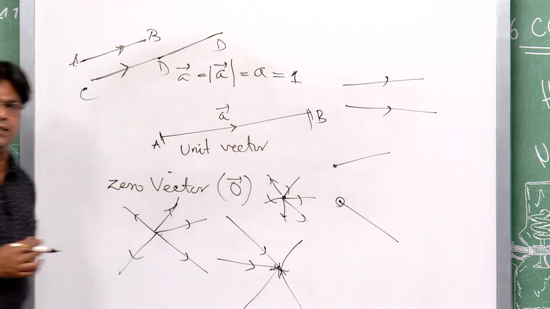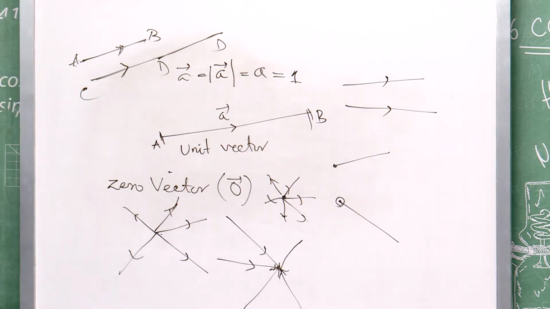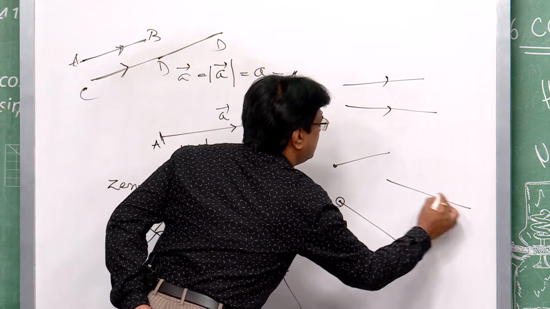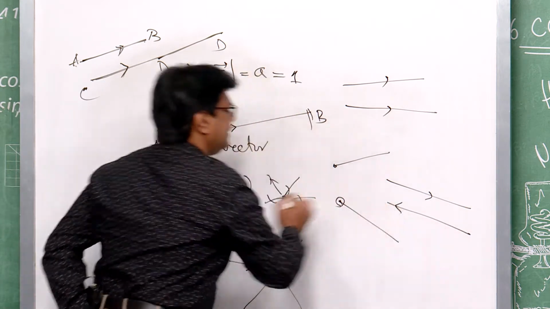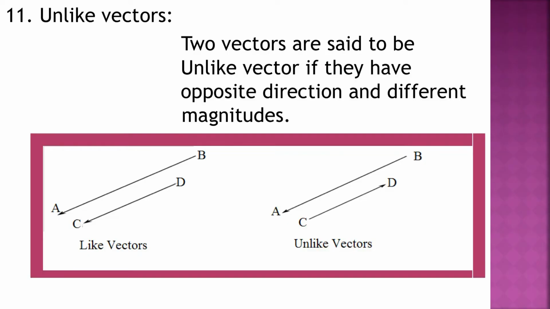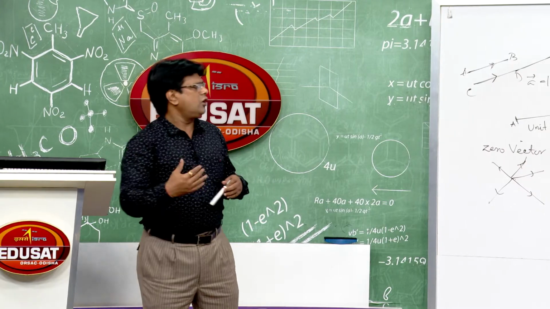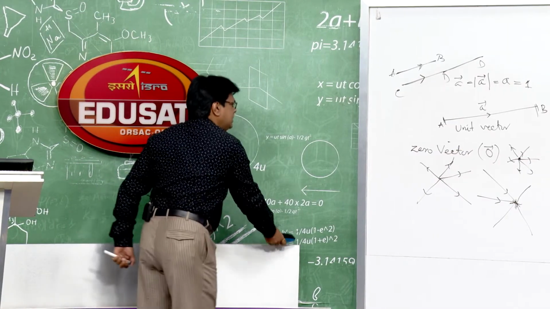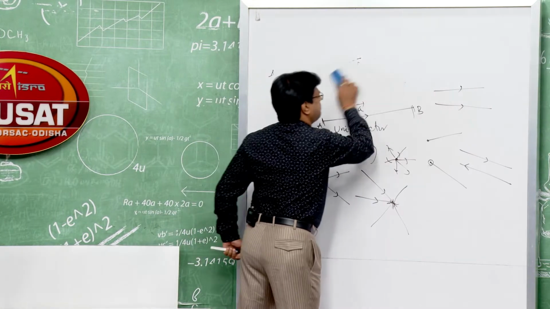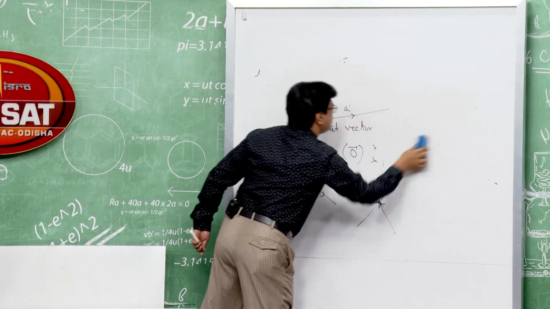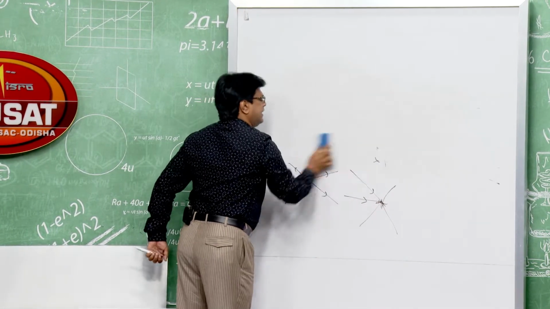This is your like vector and this is your unlike vector, having opposite direction. Two vectors are said to be unlike vectors if they are in opposite direction and have different magnitude. Then come to the position vector of a point. This is very important: a vector and a point.